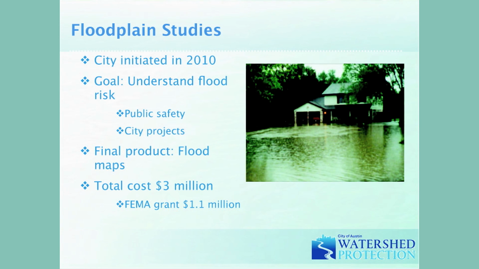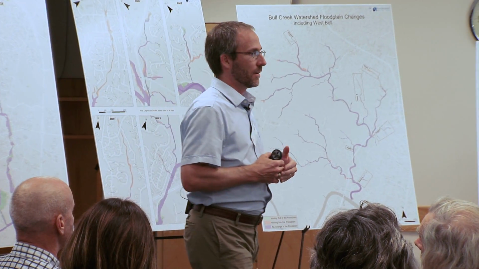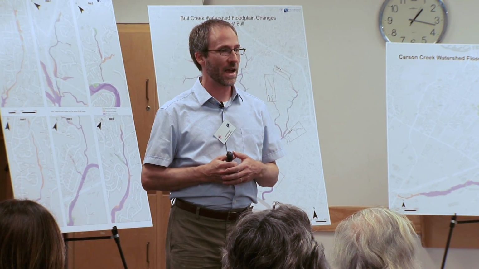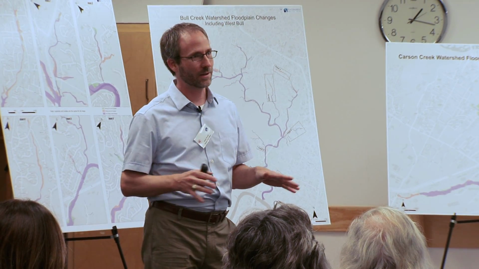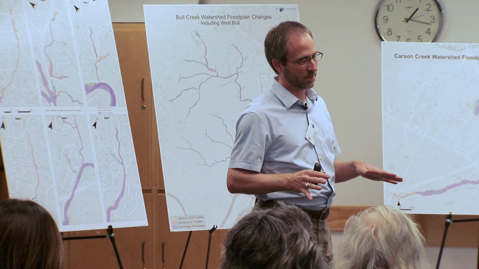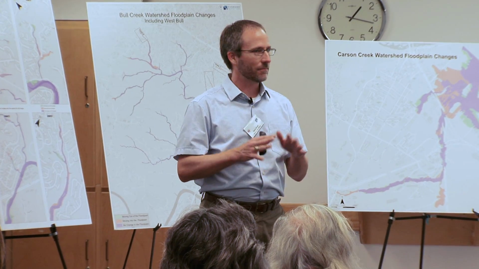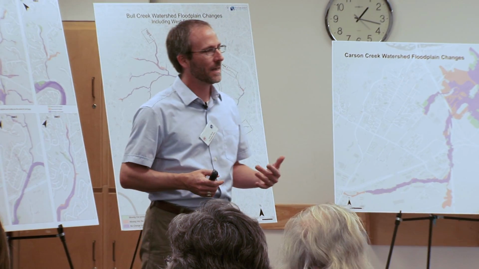So the city initiated this current round of floodplain studies in about 2010. The city is a member of the National Flood Insurance Program, and because we're part of the NFIP, FEMA allows the citizens of Austin to purchase flood insurance through FEMA, federally backed flood insurance. If we weren't a member of the NFIP, you couldn't purchase flood insurance from FEMA, and it would be much, much more expensive than it is now. Not to mention, if there's a federally declared disaster and you're not in the NFIP, you don't get any money. So it's important for a lot of reasons to be a member of the NFIP.